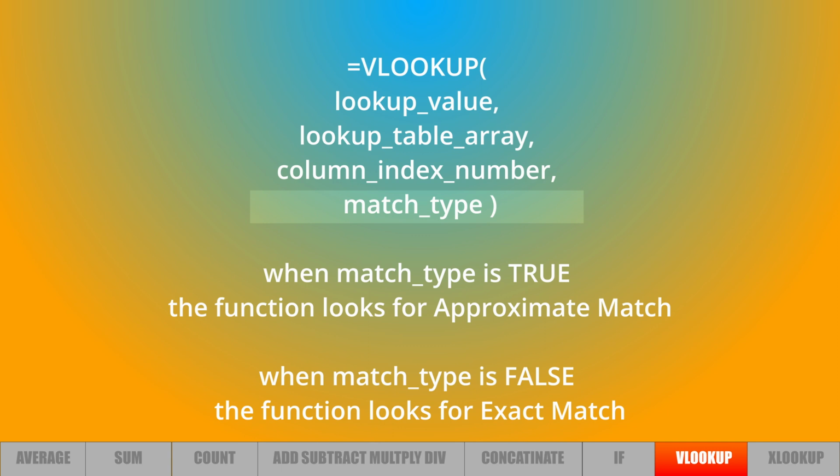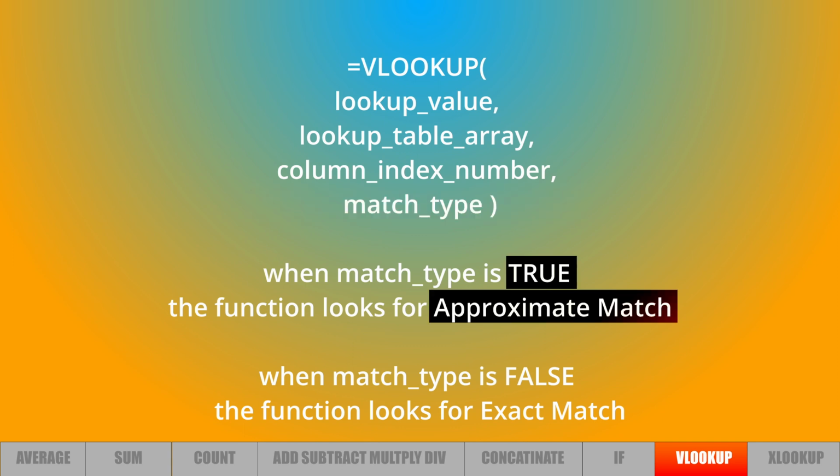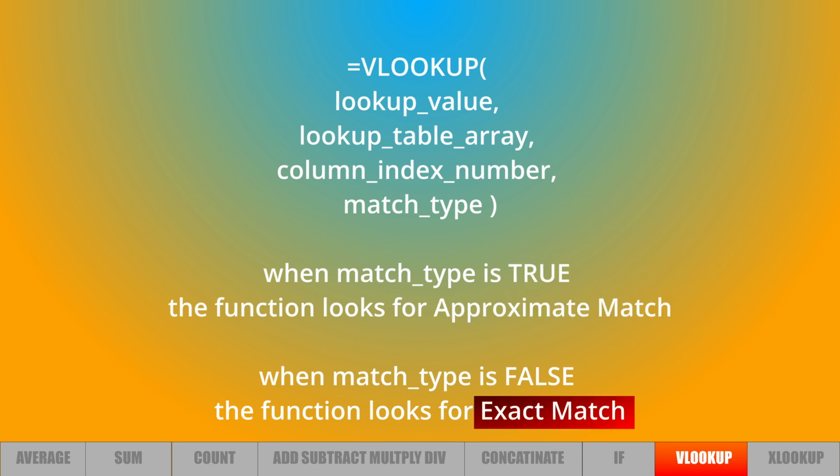If ignored, it defaults to false. This input is called the match type. If we are looking for an approximate match, we should make this true. For an exact match, we must keep this false.